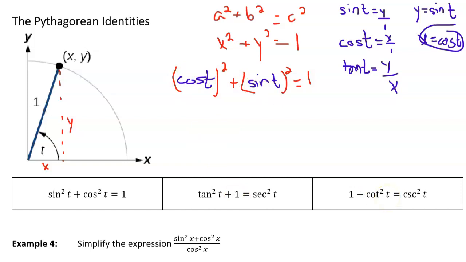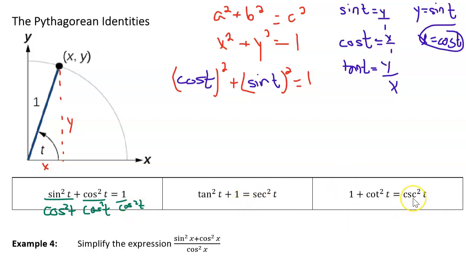I'm going to use two different colors to explain this to you. So imagine if you took the original Pythagorean identity and divided everything by cosine squared. How would each term in the equation simplify? Well, sine squared over cosine squared is tangent squared. Cosine squared over cosine squared is 1. And 1 over cosine squared is secant squared.